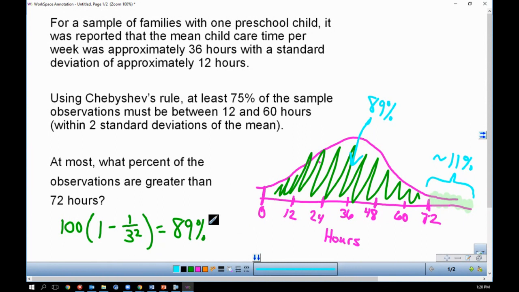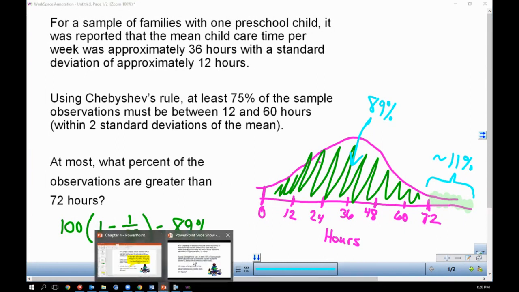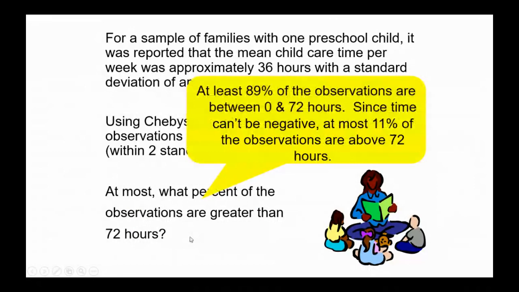Okay, so the PowerPoint actually puts that in words. Don't know if the words will help or not, but there they are. At least 89% of the observations are between 0 and 72 hours. Since time can't be negative, at most 11% of the observations are above 72 hours.